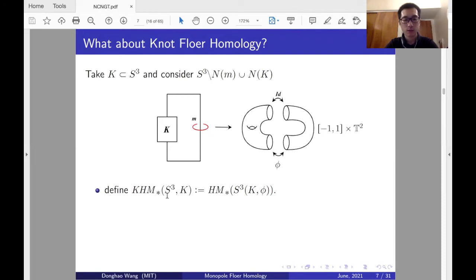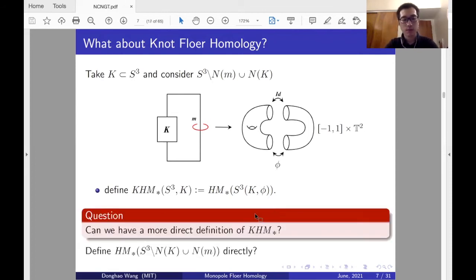Then the knot Floer homology of K is defined as the monopole Floer homology of this closed three-manifold. And the ambiguity arises from this diffeomorphism. There are many different choices, and somehow we have to verify that for different choices of phi, these groups are isomorphic in a canonical way, and constructing cobordism maps is even more challenging.